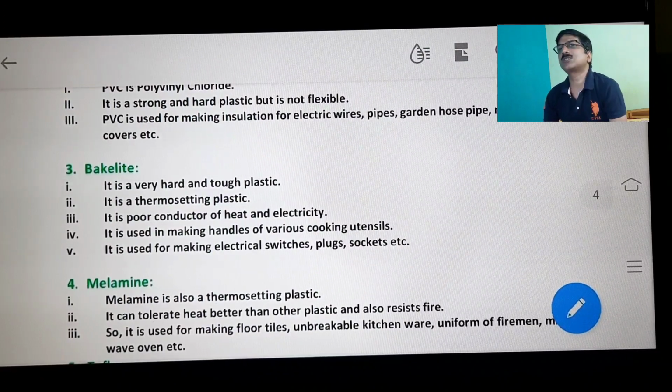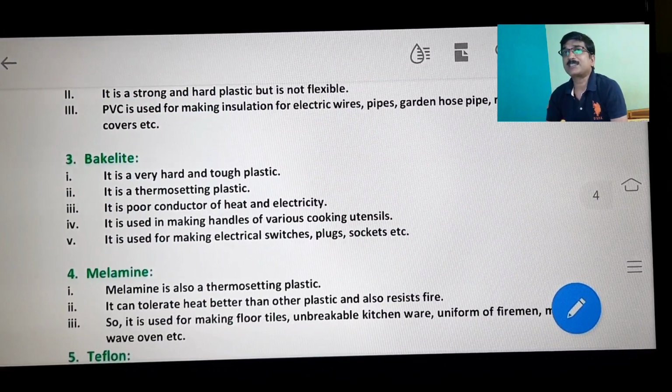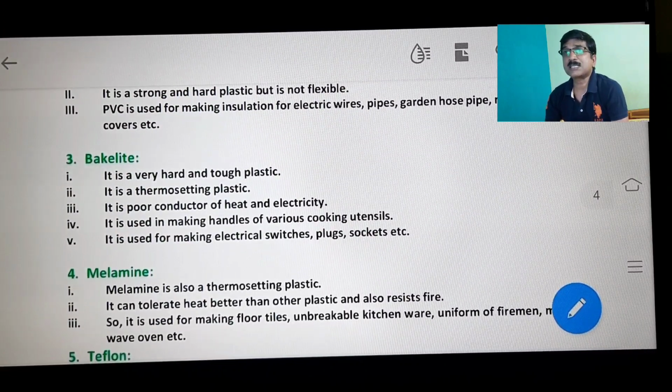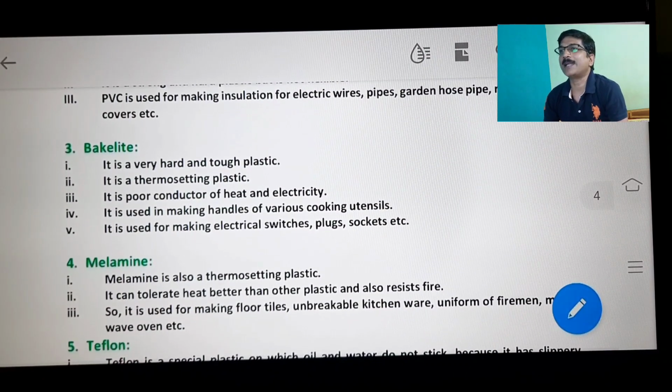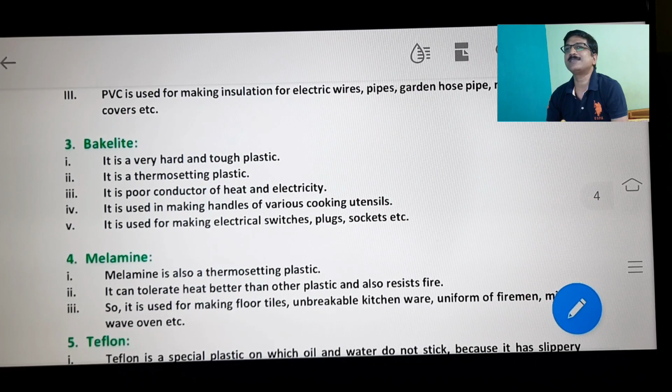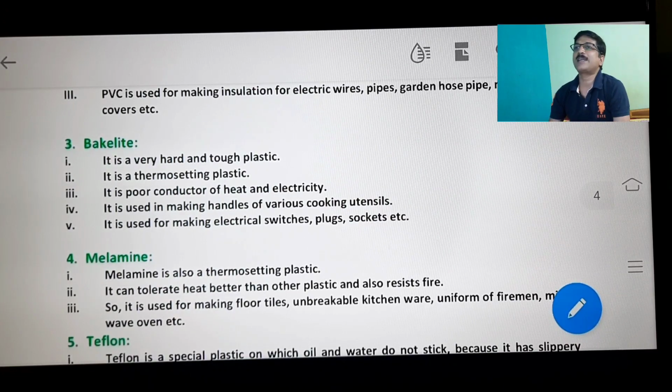And it is a poor conductor of heat and electricity. Due to its poor conductivity, it is used for making the handles of various cooking utensils. Which one? The bakelite one. It is also used for making electrical switches, plugs and sockets.